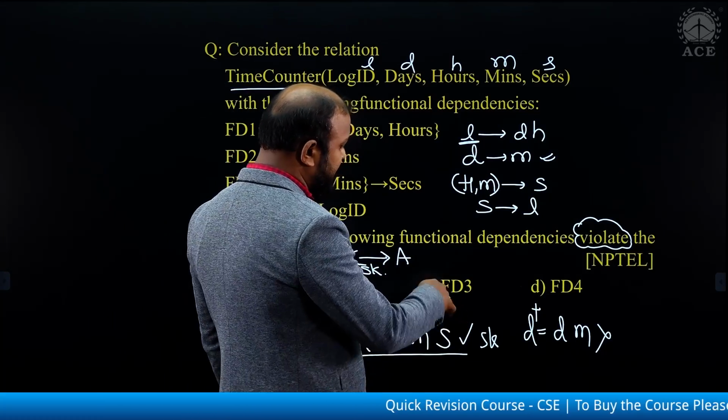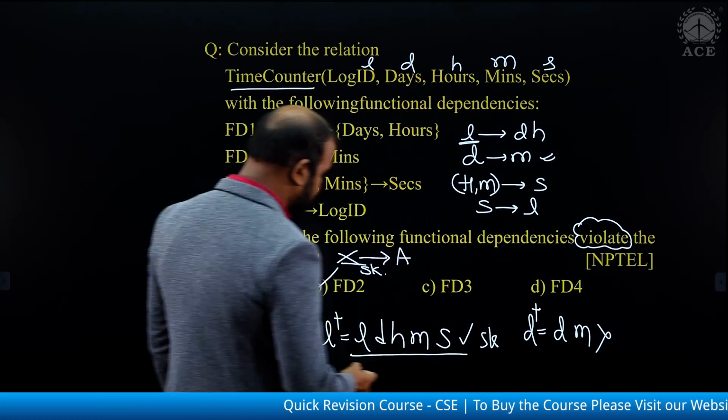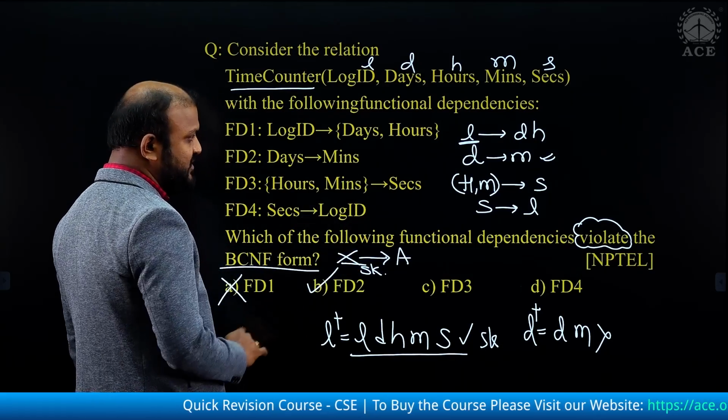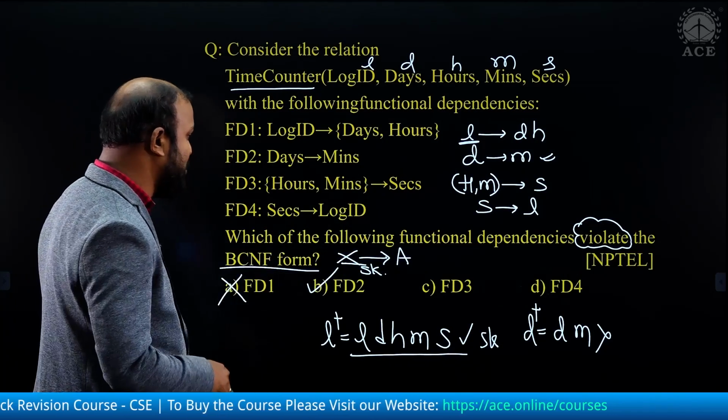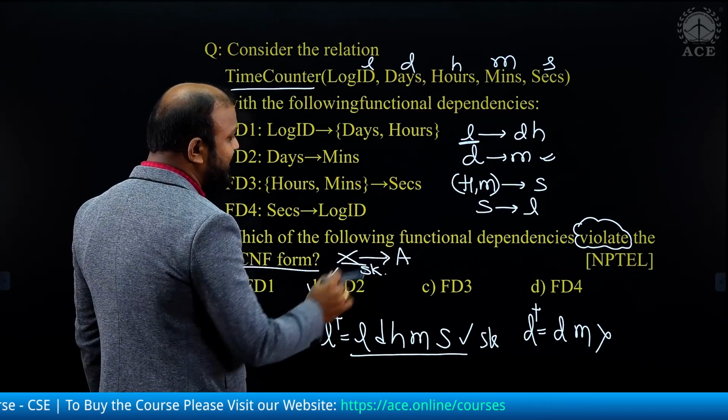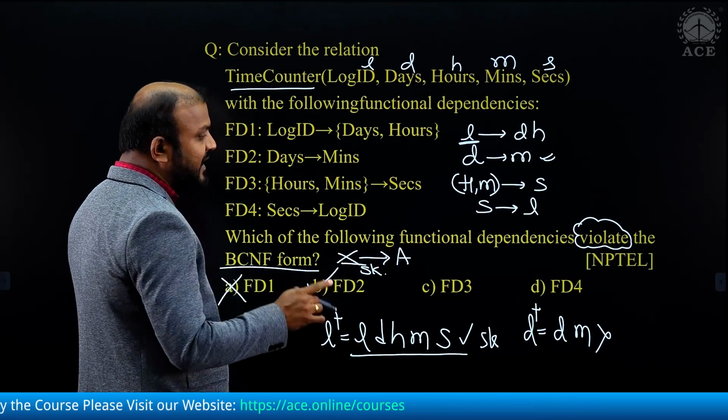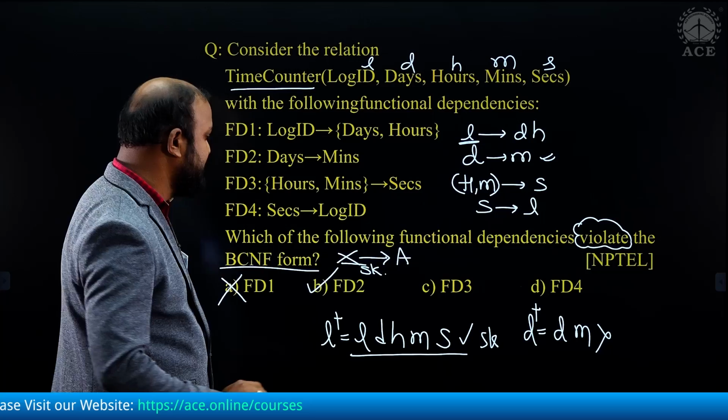Then check for FD3, HM closure. Because it is an MCQ, I can stop the solution. But if a similar question is asked as an MSQ, you have to check all the options. That's why I'll be verifying even options C and D, to show why C and D are wrong.